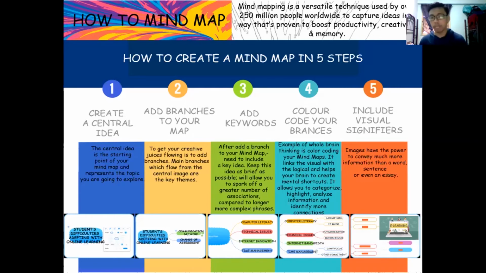The last step is to include visual signifiers. Right now you have your beautiful color mind map, but to make it more impactful, you can include images, you can draw, you can sketch, and if you are using your laptop, you can add images from Google Images. The image has the power to convey much more information than a word, sentence, or even an essay.